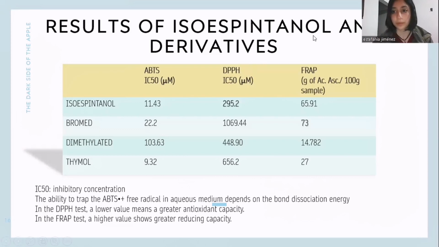Now, the results that isospintanol and its derivatives showed in these 3 tests: the ABTS depends on the bond dissociation energy. In the DPPH, a lower value means a higher antioxidant capacity, and as we can see, isospintanol is the one with the lowest value. And in the FRAP method, a higher value shows a greater reducing capacity. In this case, the derivative bond is the one with the best result.